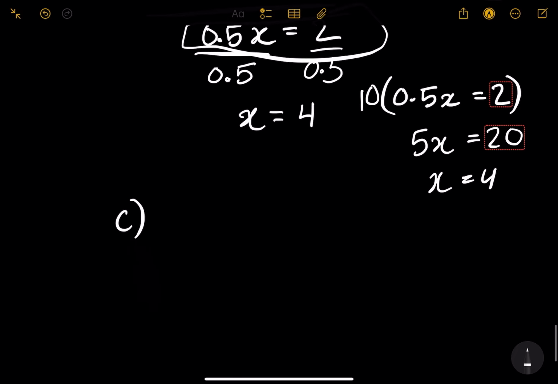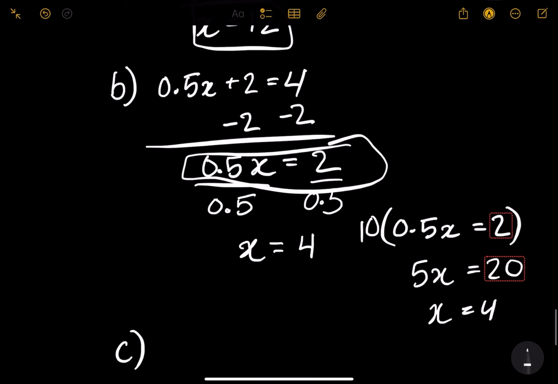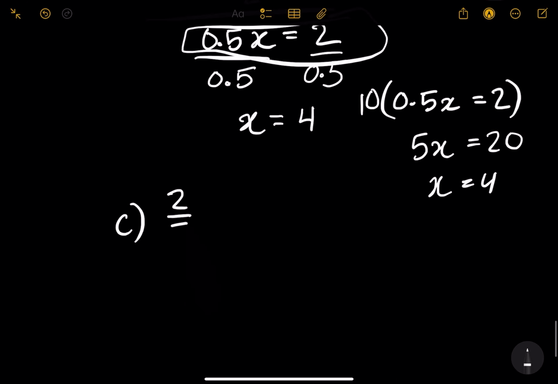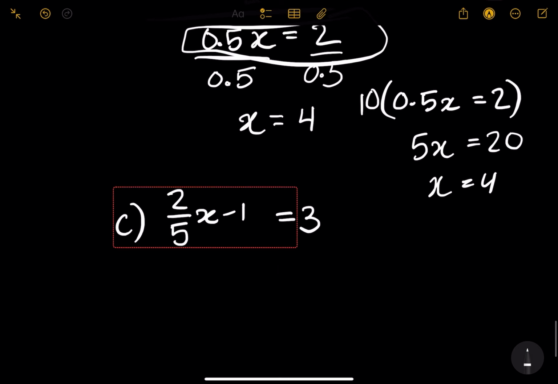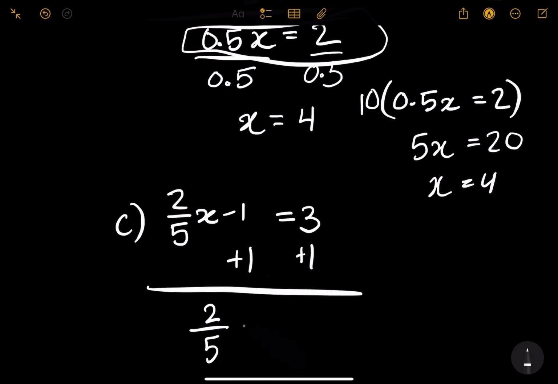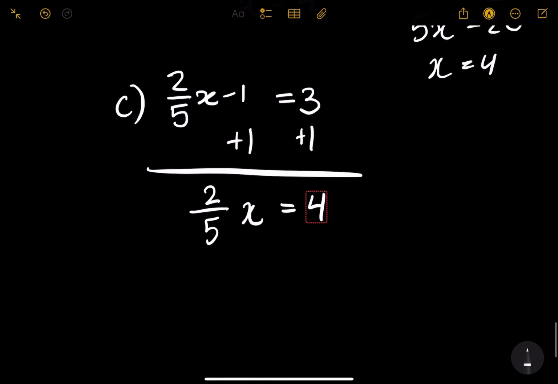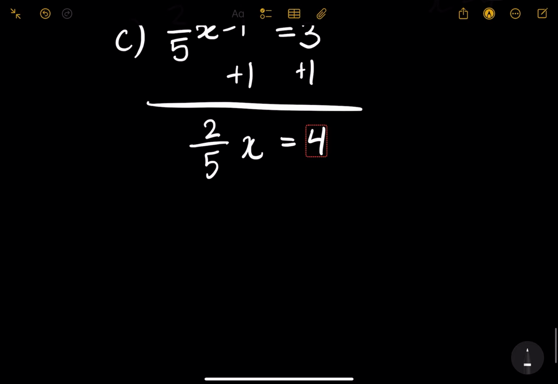And then we're going to head on to C. C is 2/5 x minus 1 is equal to 3. Now we're going to add 1 on both sides. So then we get 2/5 x is equal to 4. Earlier I did the reciprocal version, so now I'm going to do it the other way, where we do it in 2 separate steps. So we take the x, bring it on the top, so then it's 2x over 5 is equal to 4.